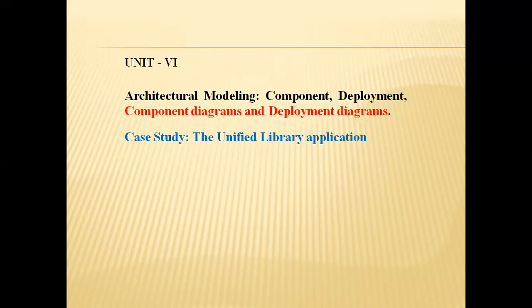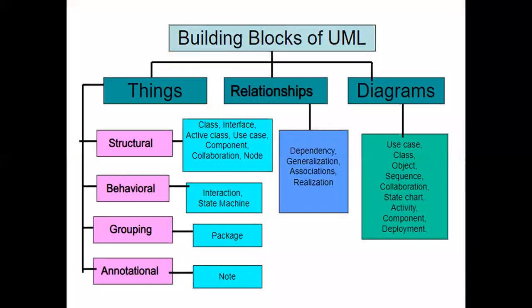Okay, first, in the first unit, the main building blocks of the UML are: first one is things, second one is relationships, and third one is diagrams. First one, things. Things means there are 4 types of things. First one, structural things. Second one is behavioral things. Third one is grouping things. And fourth one is annotational things.